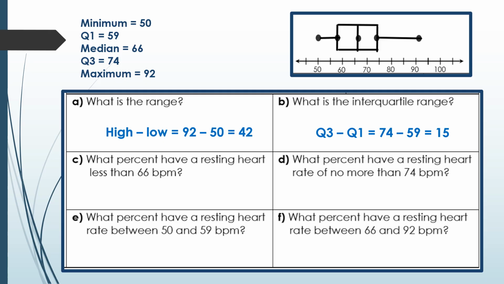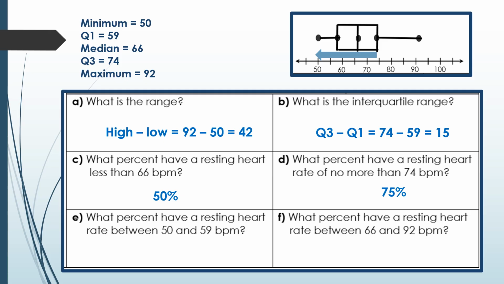What percent have a resting heart rate less than 66 BPM? So find 66. That is 2 of those sections, so that's 50%. 66 is our median, so it should be where it divides the upper and lower parts in half. What percent have a resting heart rate of no more than 74 BPM? So 74 down, that's 3 of those parts, is 75%.